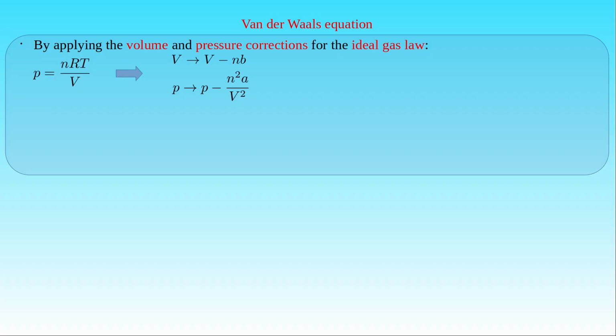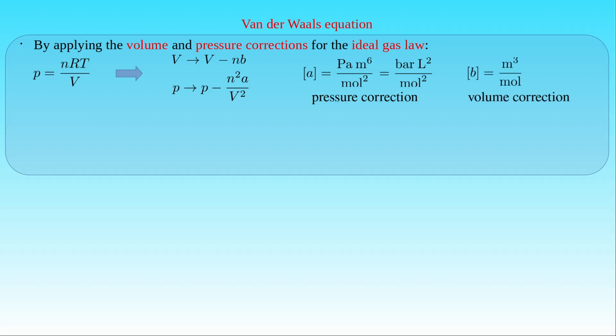The van der Waals constant A gives the pressure correction of a real gas per the square of the molar density of the gas, and its unit is equal to Pascal times meter raised to the power of 6, over mole squared, or bar times liter to 6 over mole squared. The van der Waals constant B gives the volume correction of a real gas per unit mole, and its unit is cubic meter per mole, or 1000 liters per mole.